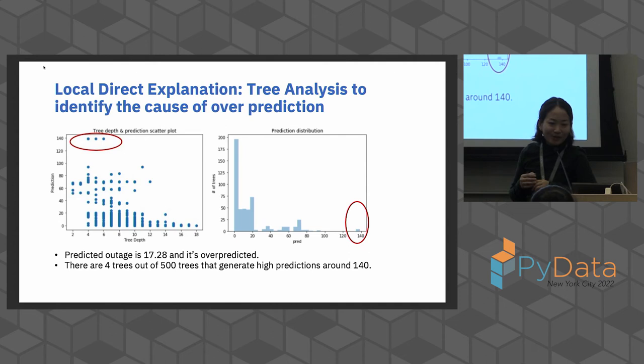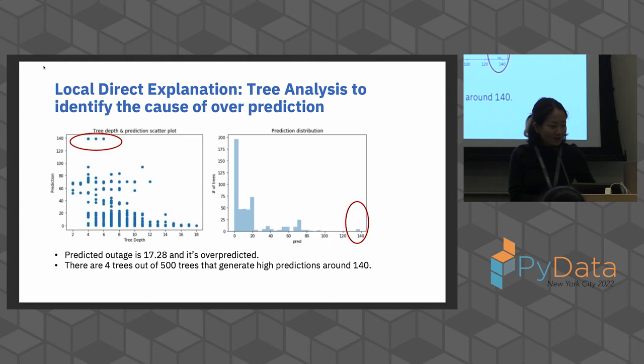The second chart is the same data presented in a different way. The three circled dots in the second chart are a small bar at the very end of the chart, close to 140, while most of the trees have predictions anywhere around 0 to 20. We want to see what caused these three trees to predict 140. Actually, it's three points, but it's four trees, because two trees have exactly the same prediction.